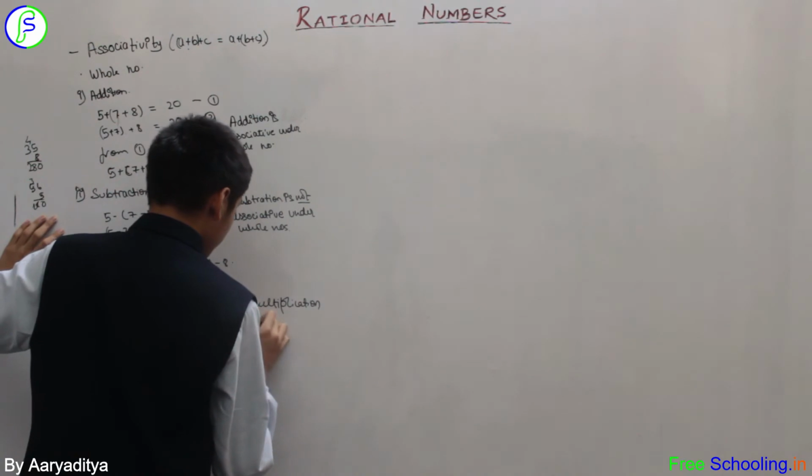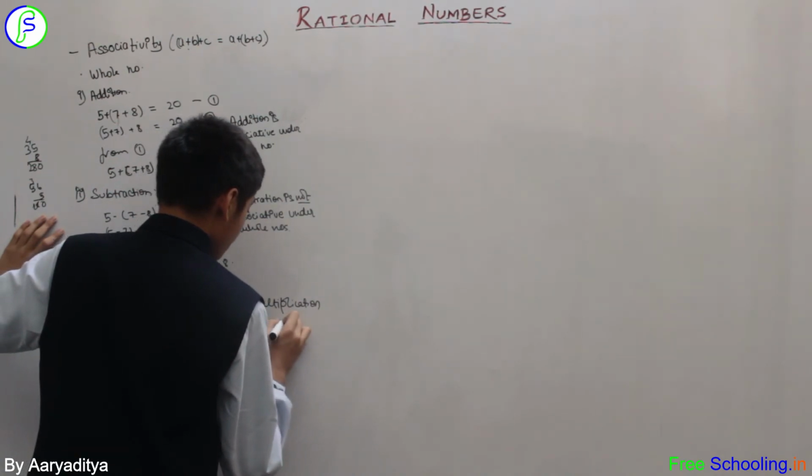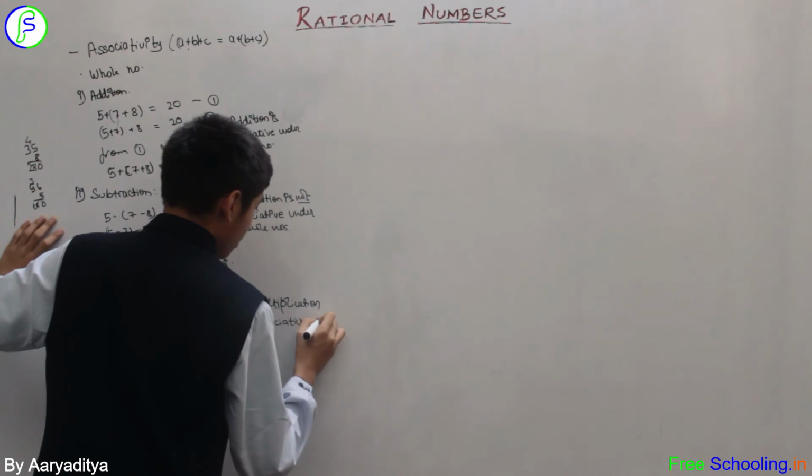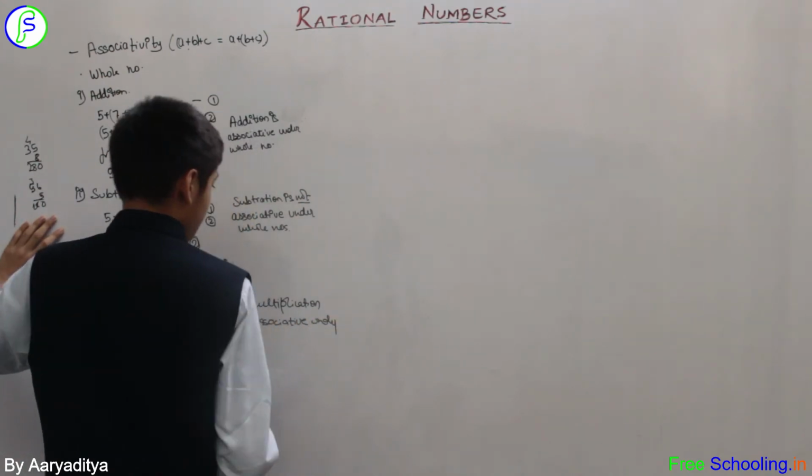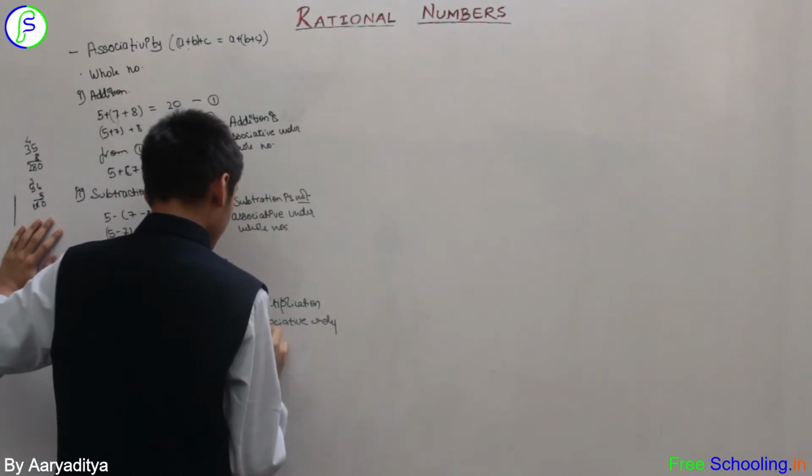Again, the statement: multiplication is associative under whole numbers.